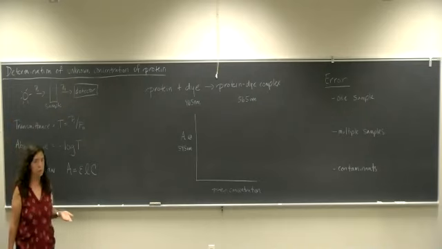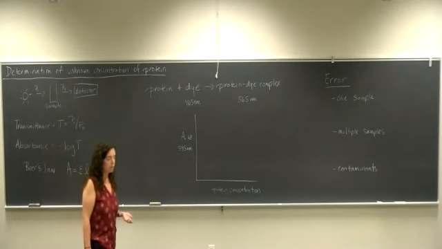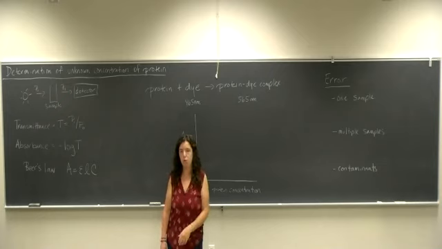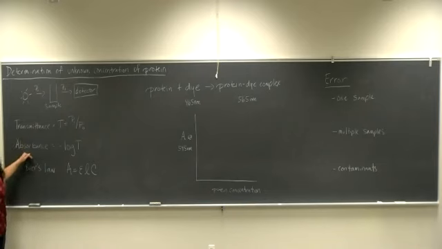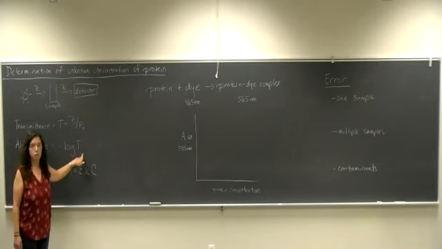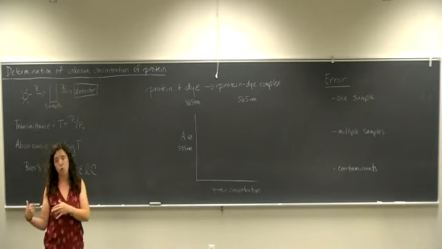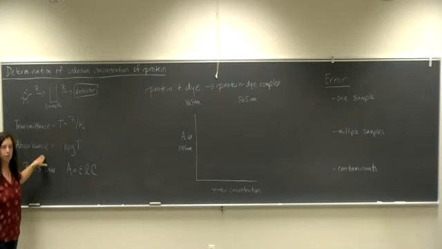And you'll see that your Spec 20 can measure either transmittance or absorbance. You've probably experienced more absorbance if you've taken the 201 and 202 labs. The absorbance is merely just the negative log of this transmittance. Most of the time, the instrument and the computer readout will just do this for you.